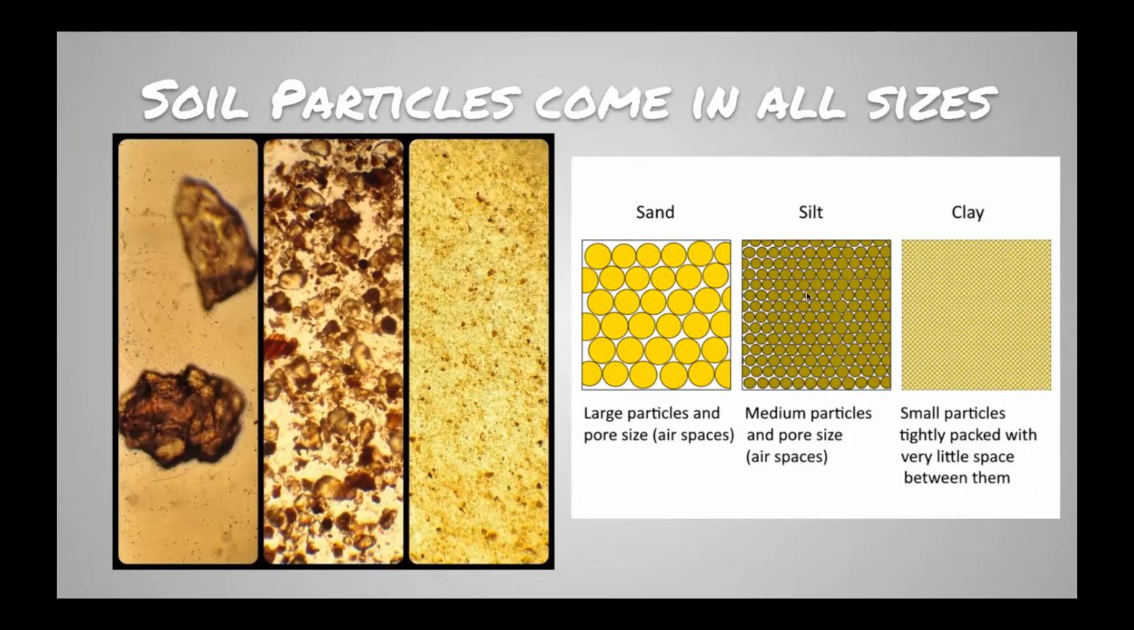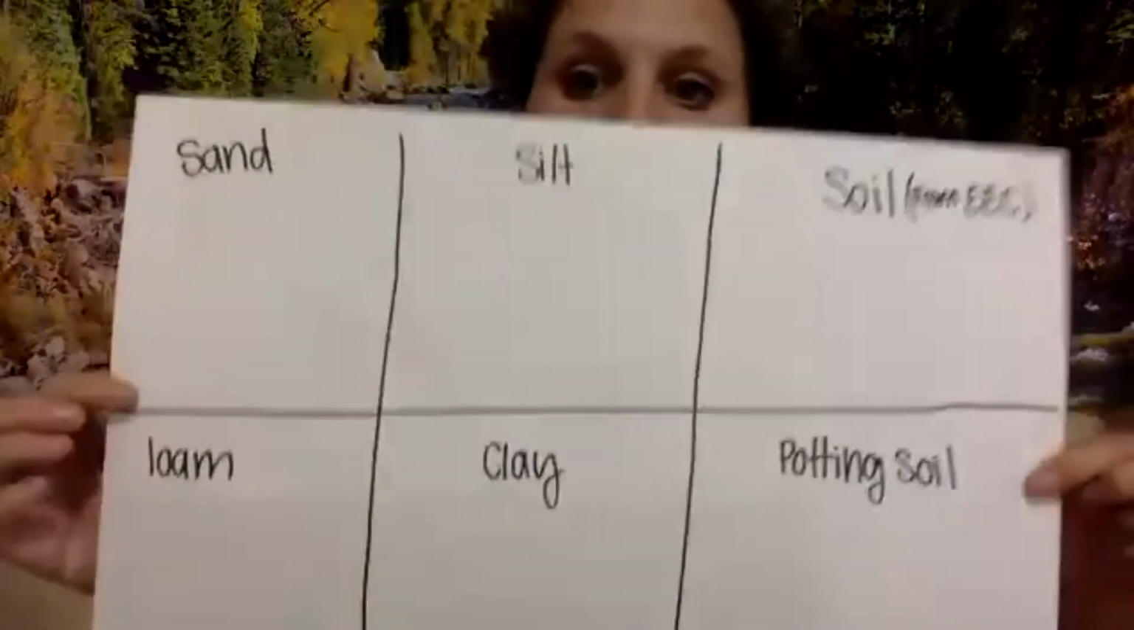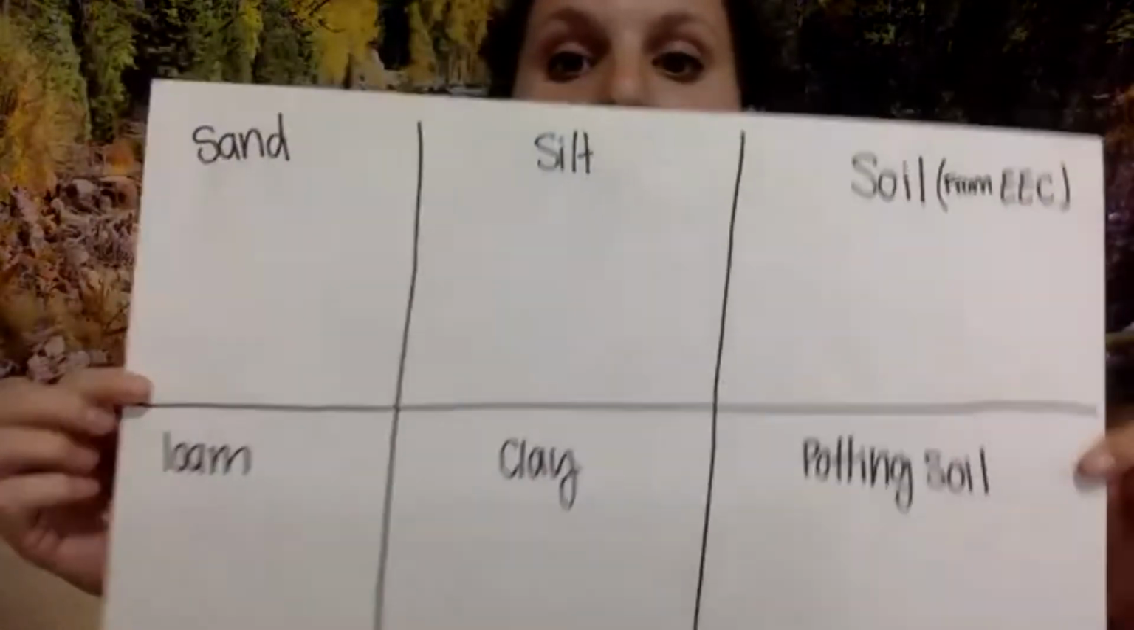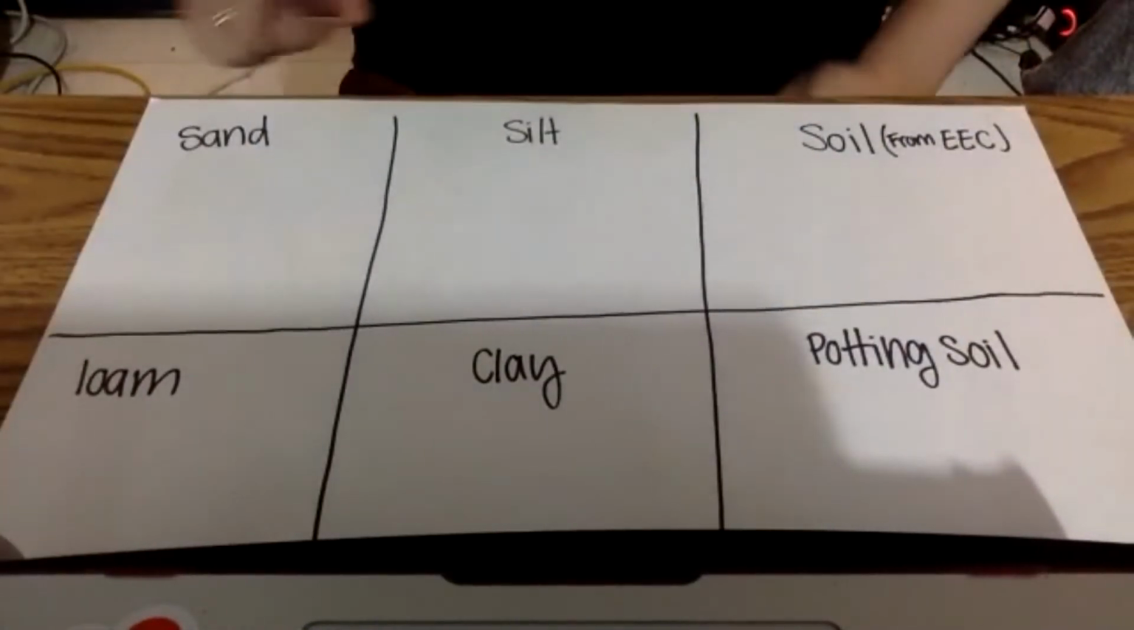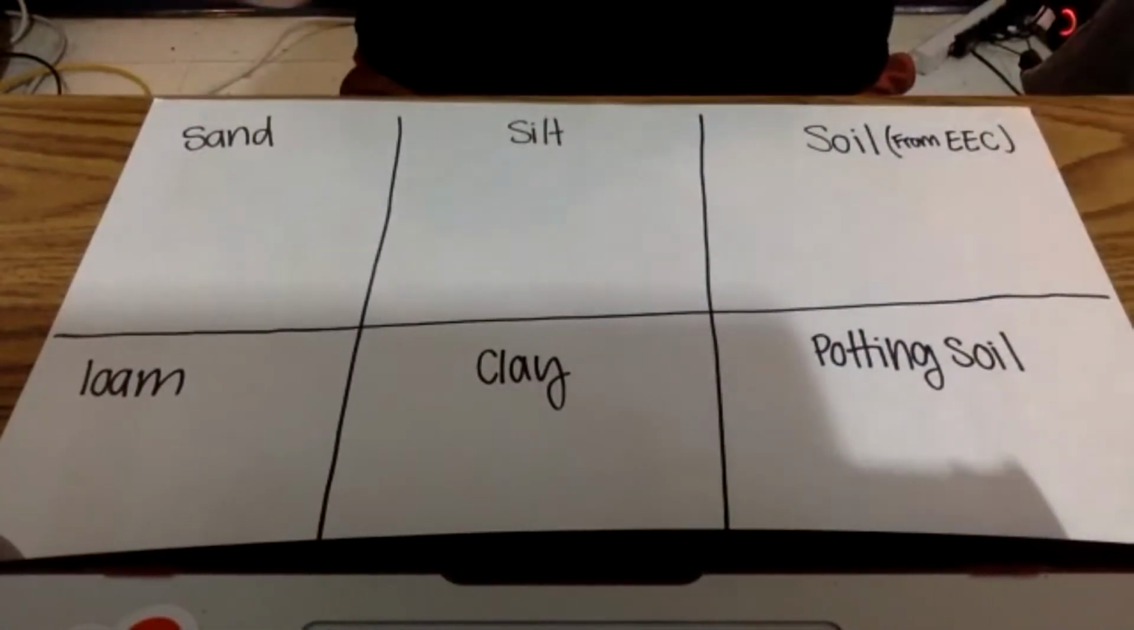All right, so enough of all that, and let's look at some soil samples. So let me make myself a little bigger so I can see what you see. Okay, so we are going to look at 6 different samples, and we're going to start with sand. So let me scooch it down this way. All right, we're going to start up here with sand.